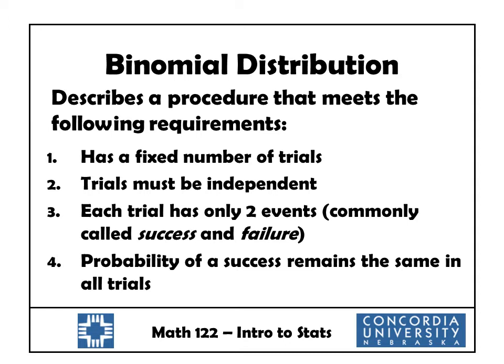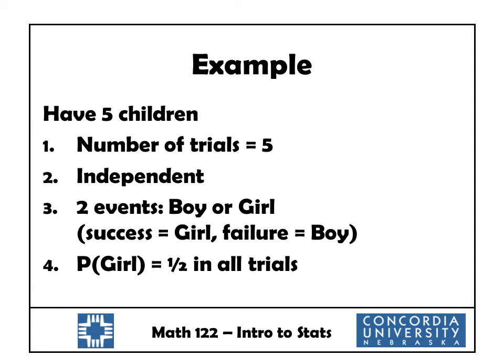Number three is the most important one. Each trial has only two events, commonly called success and failure. Two events is where the bi in binomial comes from. Now a success and a failure are very generic terms. Success generically means that we observed whatever it is we were interested in. It doesn't necessarily mean that something good happened, nor does failure mean that something bad happened. And then number four, the probability of a success remains the same in all trials. So the probability can't change from one trial to the next.